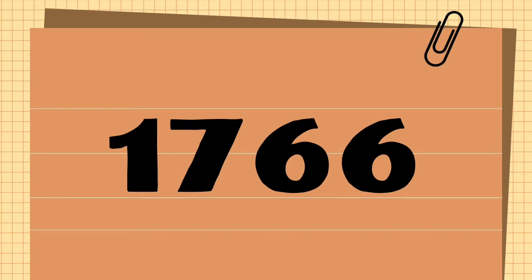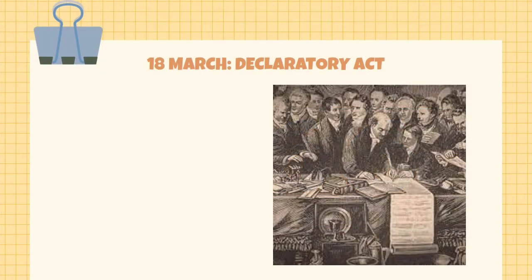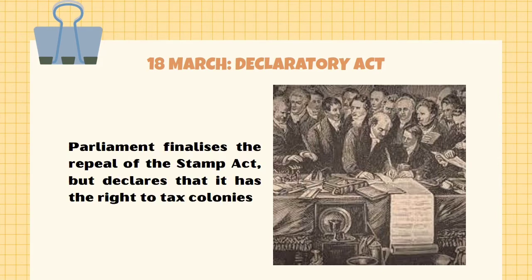We will now jump to discuss the important events in the year 1766. In March 18, the Declaratory Act. The Declaratory Act, passed by Parliament on the same day the Stamp Act was repealed, stated that Parliament could make laws binding the American colonies in all cases whatsoever.